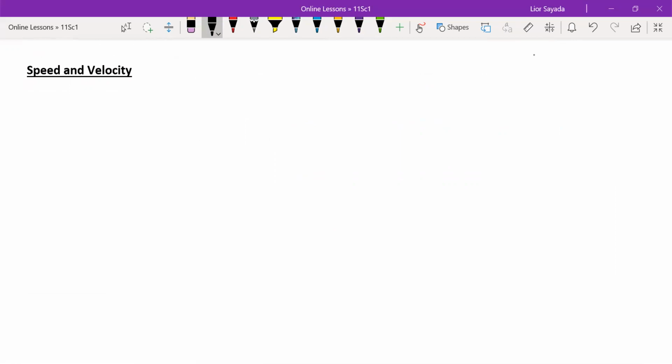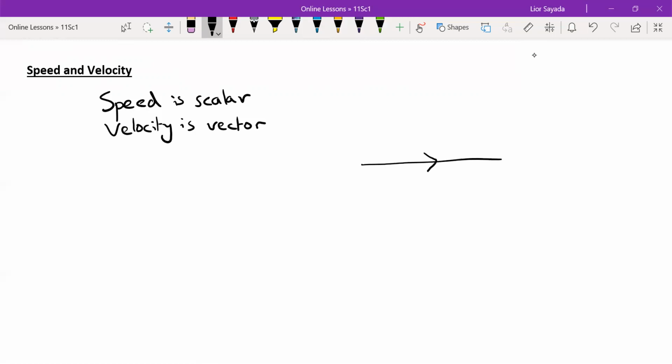So there's various things you might have written down. I would have expected most people to write down from their prior knowledge that speed is a scalar quantity and that velocity is a vector quantity. But I want to really understand what that means. So I'm going to draw an arrow, and this arrow represents the motion of an object, and the object I'm going to represent just as a dot.